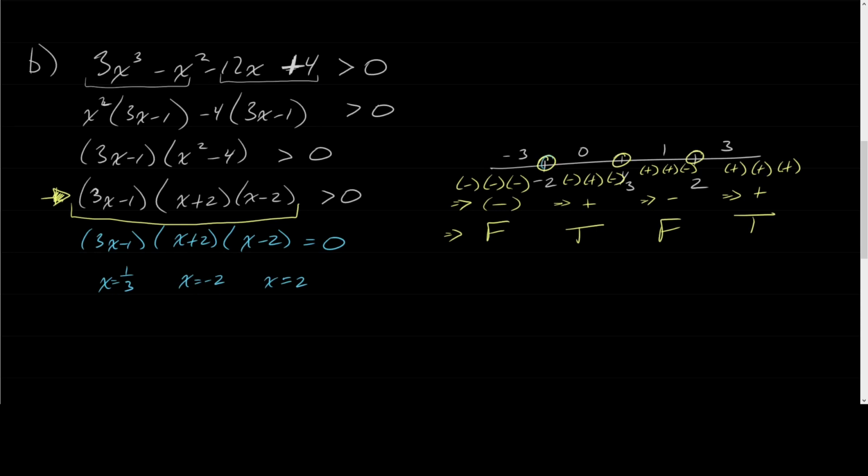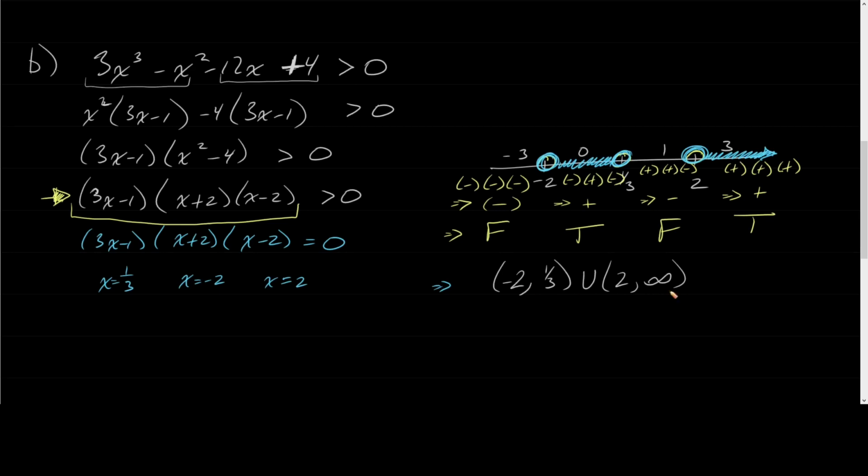And perhaps I should do this in blue like I did before. And then we're going to shade the parts where it's true. So from -2 to 1/3, it was true, and then again from 2 and beyond. So we can say here in interval notation that our solution is from -2 to 1/3 union 2 to infinity. All right, that's our interval notation.